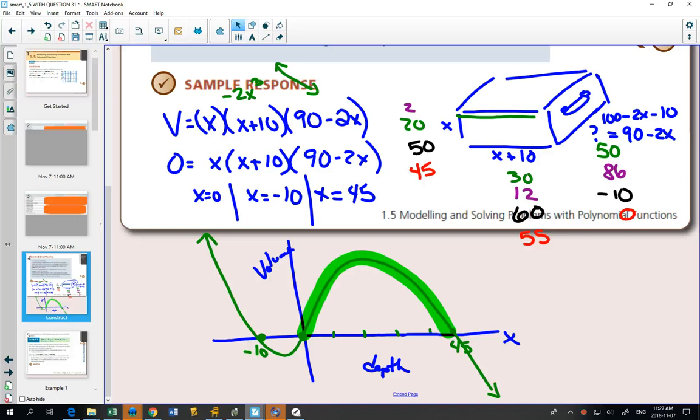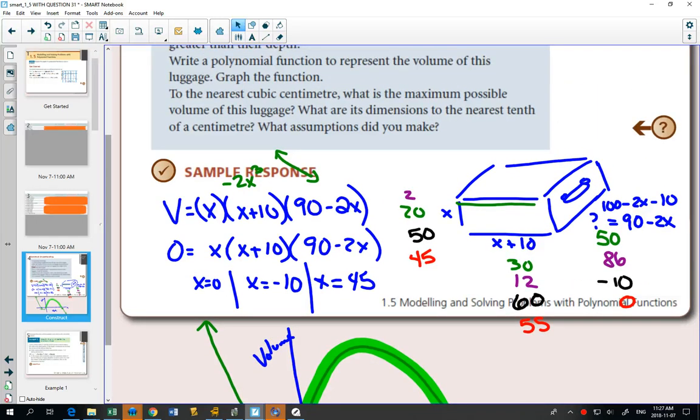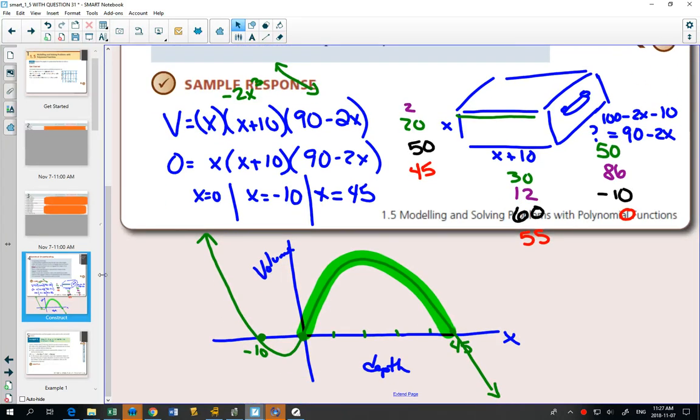Now, this question would be a calculator question because we want to find the maximum volume. Now, on a cubic graph, it goes up forever, but since these values don't make sense, we're really looking for that value right there. So what our job is right now is to take our equation and put it into our calculator and see if we can get this graph to show up on our calculator. In particular, we want to see this window.